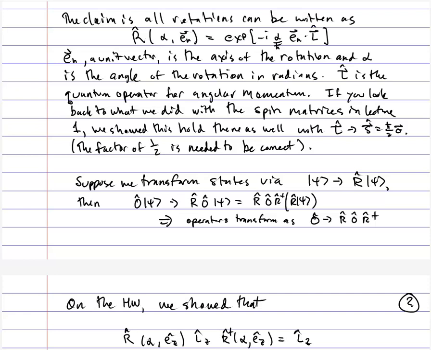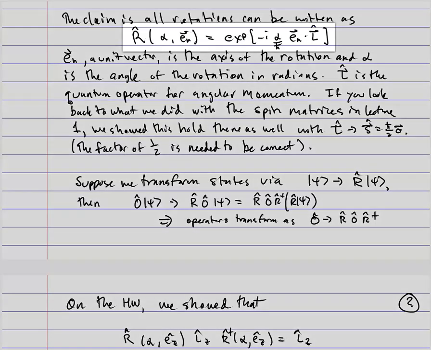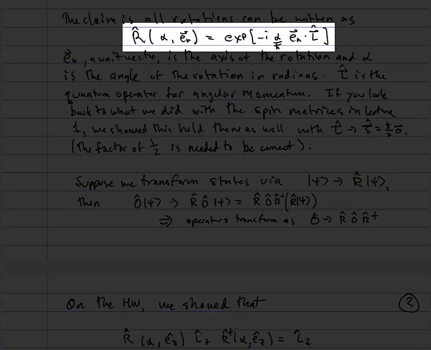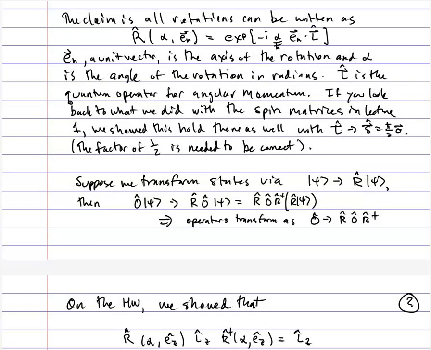Now, the claim with rotations is that all rotations can be written in the following form: a rotation with respect to some angle about some axis. n̂ is a unit vector that corresponds to the axis, and α is the amount of degrees that we're rotating about that axis. And in the quantum mechanical situation, we're going to write that as exponential of minus i α over ħ n̂ dot L. That would be an operator that is a sum over components of L in an exponential.